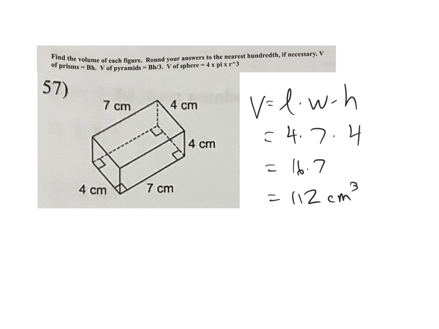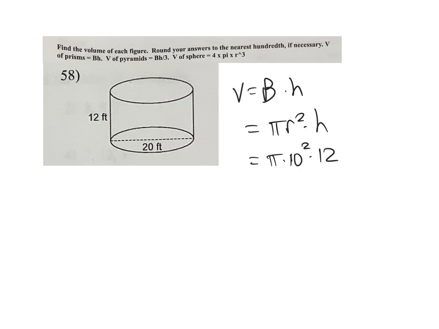All right. It's a cylinder. I knew it was a cylinder. So the volume of a cylinder, again, is the area of the base times the height. So the area of the base is a circle, so that's pi r squared times the height. So the radius is 10, the height is 12. So on your calculator, you should end up with 3,769.91, and that's cubic feet.